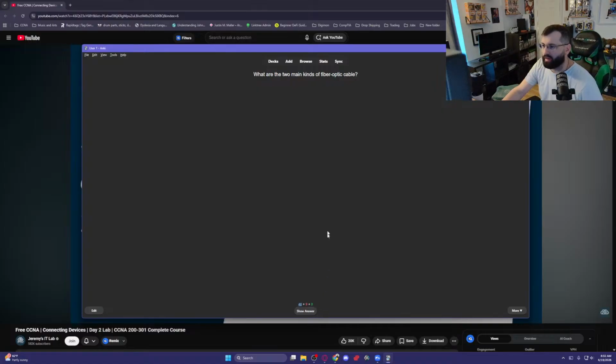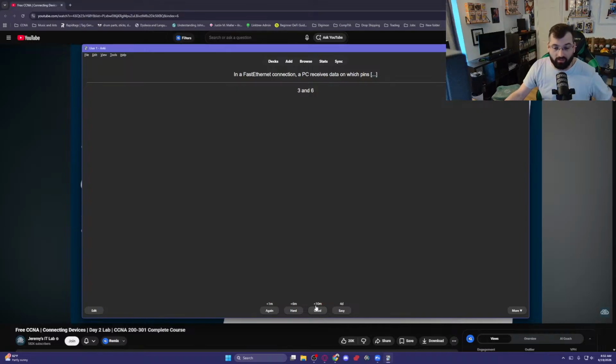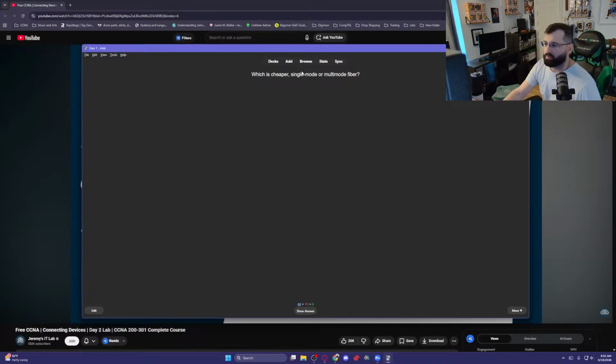What are the two main kinds of fiber optic cables? Multi-mode and single mode. In a fast Ethernet connection, a PC receives data on which pins? 1 and 2, right? 3 and 6. I knew that because the switch is the only one that's different. Okay. Which is cheaper, single mode or multi-mode? Multi-mode.